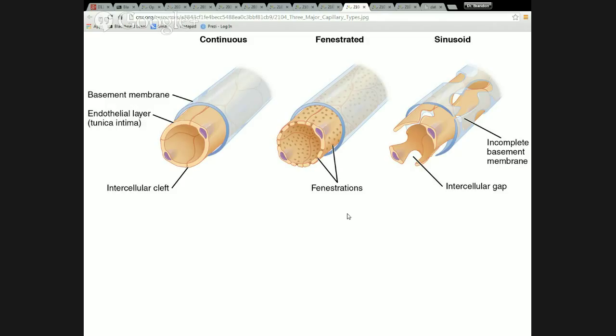So, go figure. Has nothing to do with anatomy and physiology. It's just what the word fenestration means. And it's an interesting story. I like my interesting stories. And now hopefully you won't forget that fenestration means window.